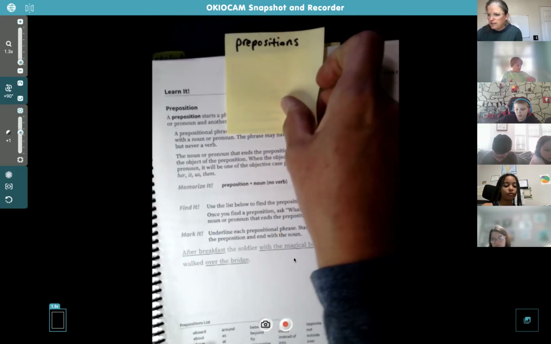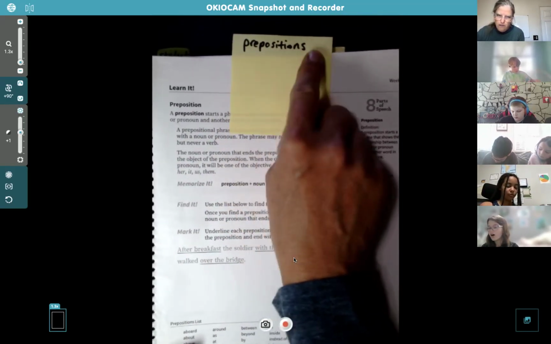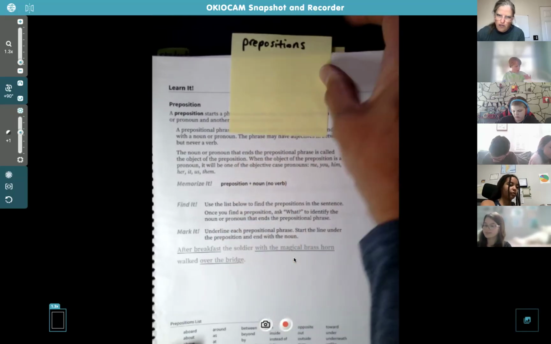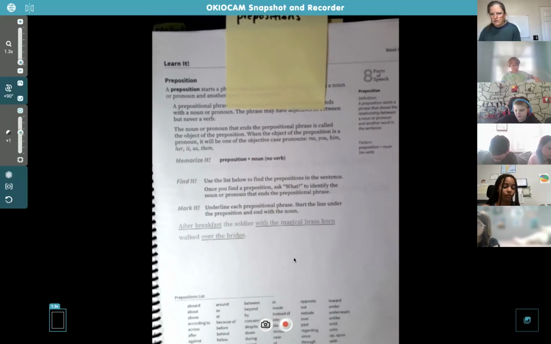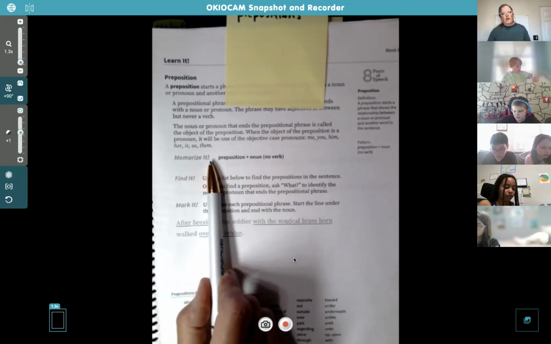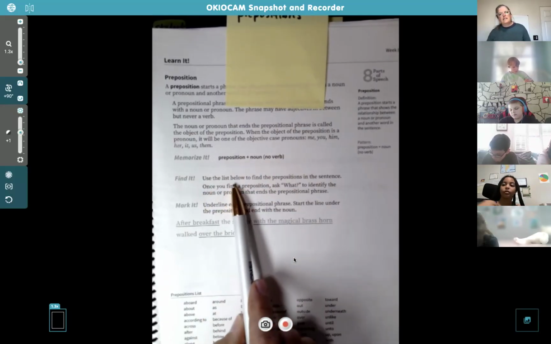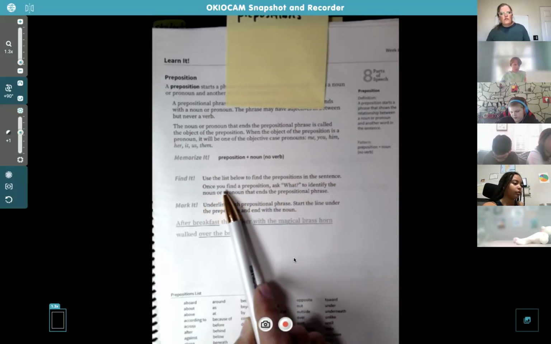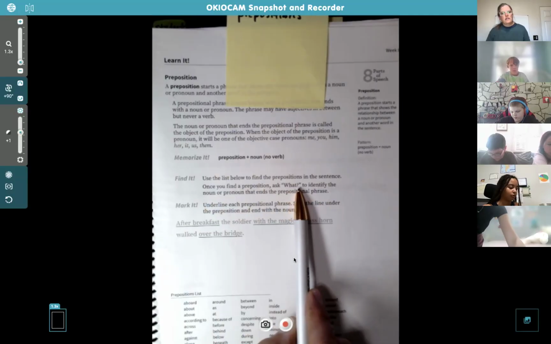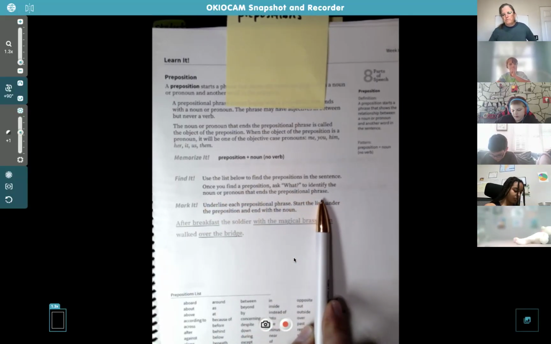So go ahead and stick your post-it so it sticks out over the top like that with the word prepositions on it over the top. It's okay if it covers up some words because we already read that. Okay. Look where it says memorize it. It says preposition plus noun, no verb. So use the list below to find the prepositions in the sentence. Once you find the preposition, ask what to identify the noun or pronoun that ends the prepositional phrase. And then you're going to underline it.